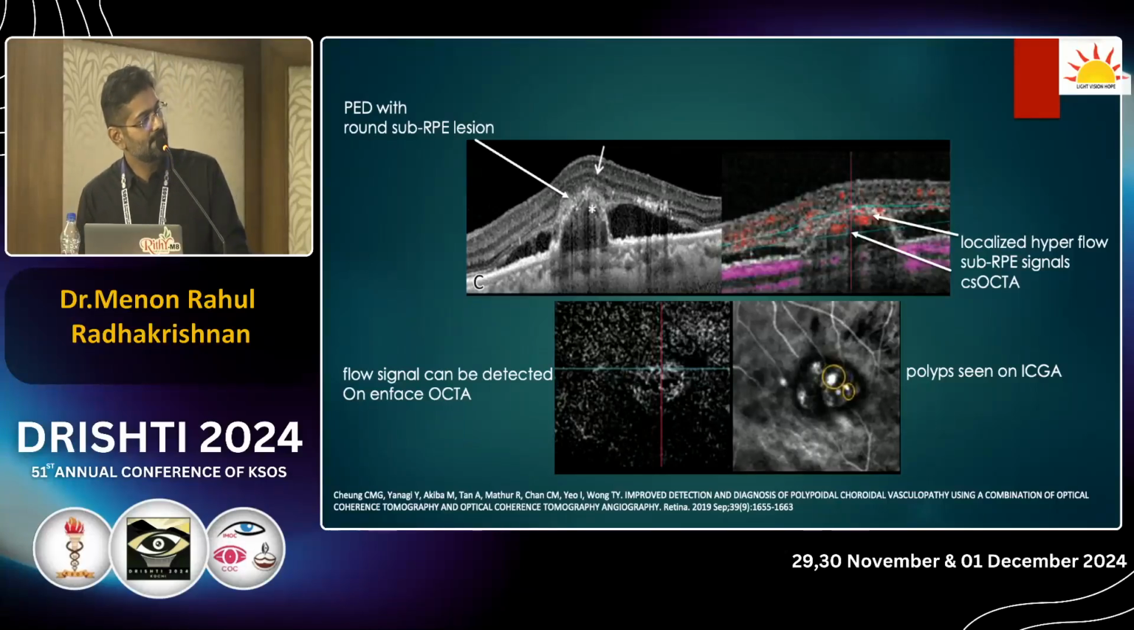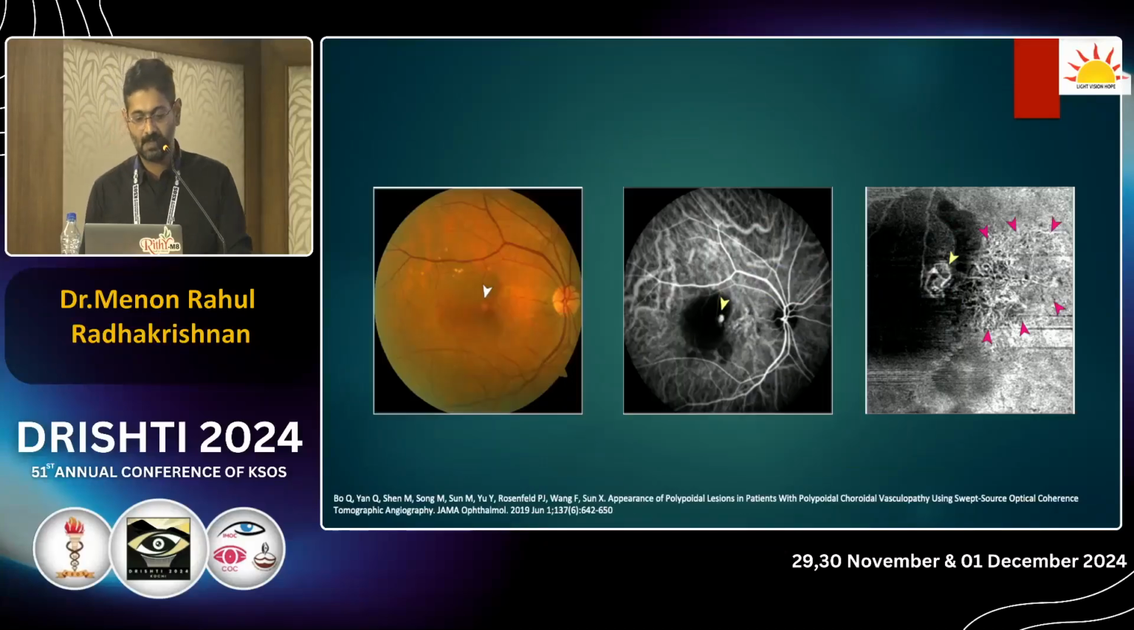And in the NFAS image, you can see the branching vascular network. You can see a suspicious PCV polyp over here. On ICG, you can see the polyps lighting up, and on the cross-section OCT, you can see the patchy RPE signal that I mentioned. Now, another case: the fundus picture shows the typical orange nodule. On the ICG, you can see the branching vascular network nasal over here, and you can see the polyp lighting up. And on OCTA, you can see the branching vascular network with the polyp over here.